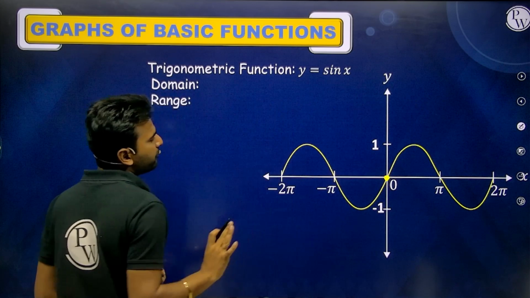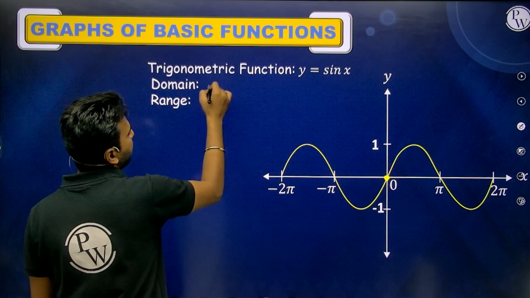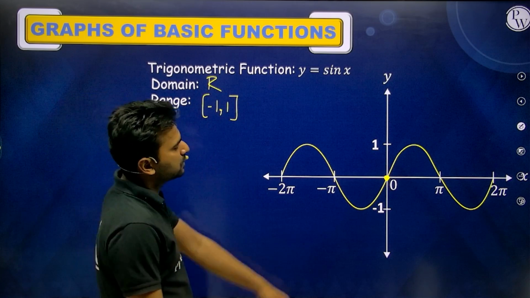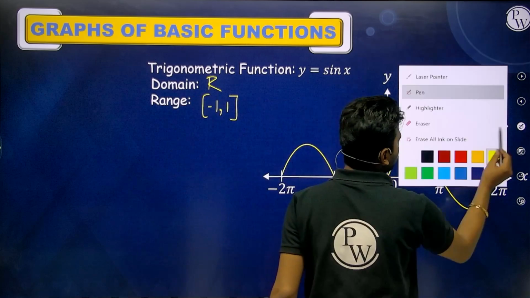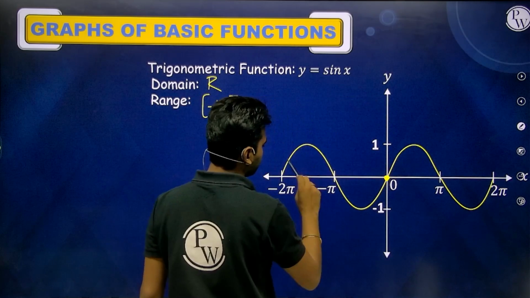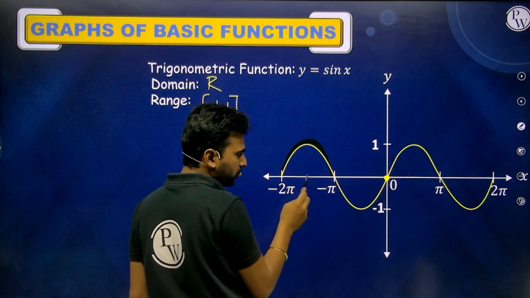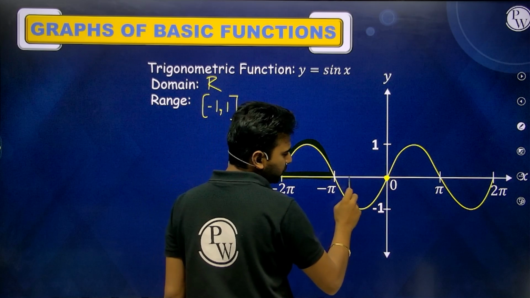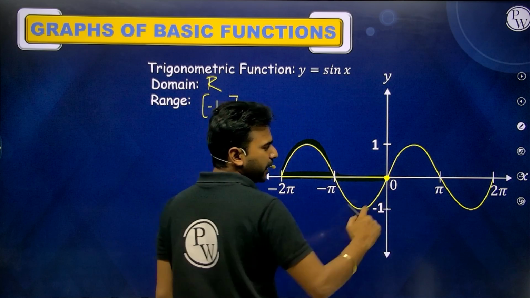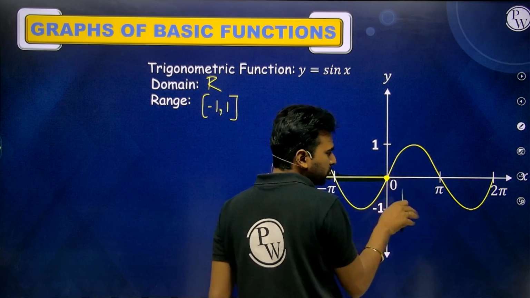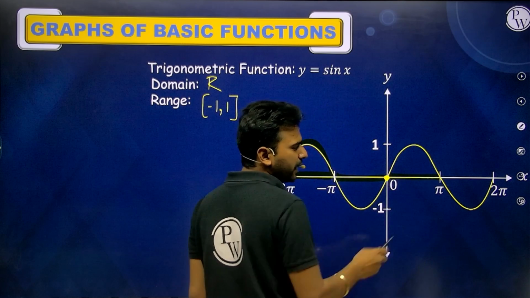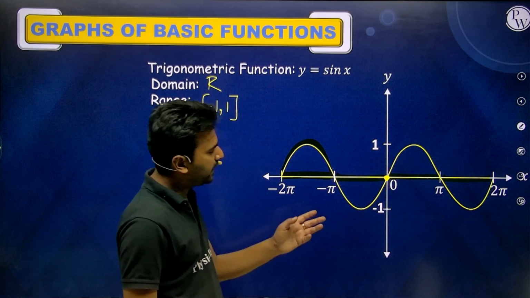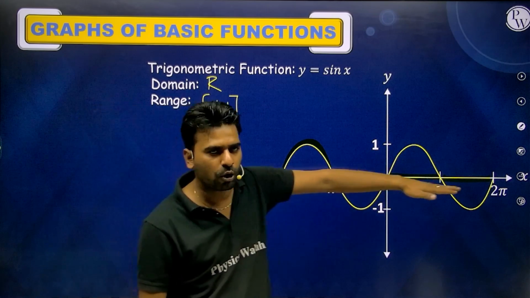Okay, so this is how the graph of y equal to sin x looks. The domain is all real numbers, and the range is minus 1 to 1. Domain means that if you take this particular shape and project it onto the x-axis, this entire portion is covered. Yes or no? If you take this part and project it onto the x-axis, you get this portion only. So that's how we can say that the domain is all real numbers.